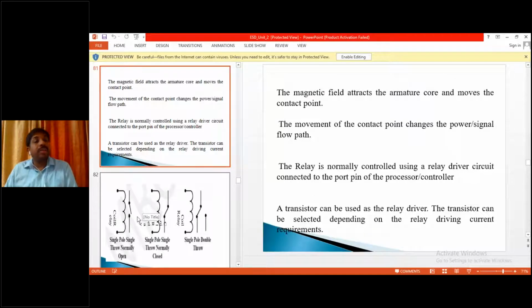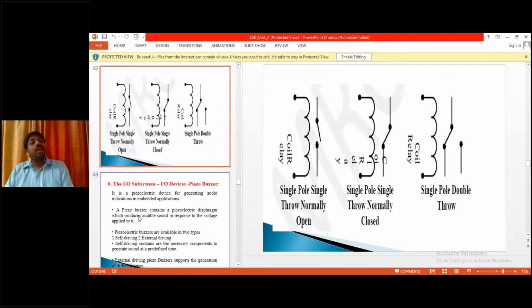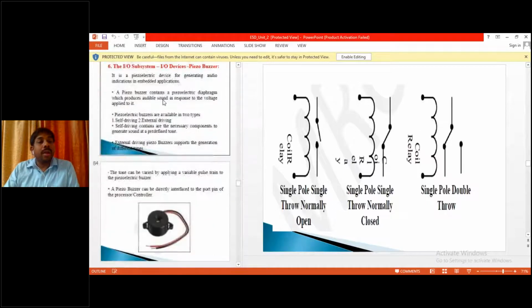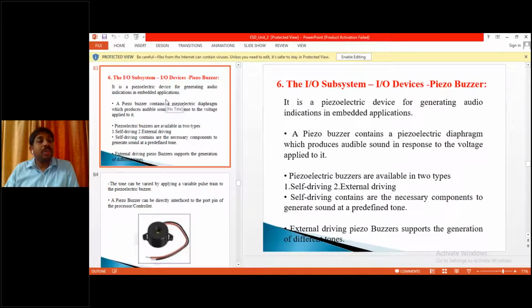So if you see, the relay is available in two forms: single pole, single throw, normally open. So once current flows through the coil, there is the single pole, single throw, normally closed. Next is the single pole, double throw. So, and the next IO subsystem is a piezo buzzer.